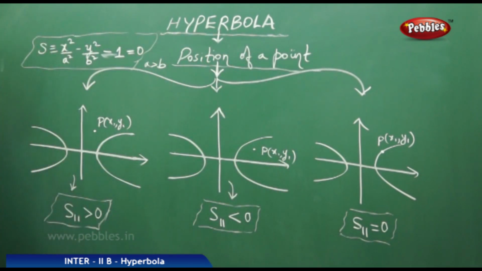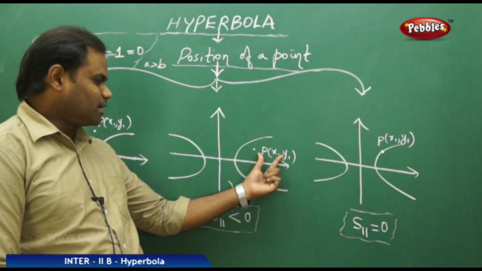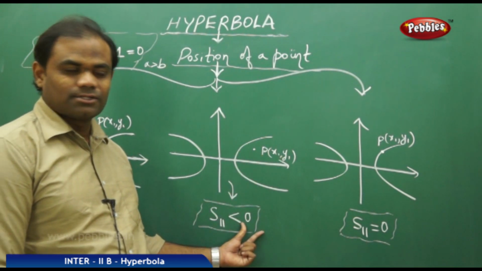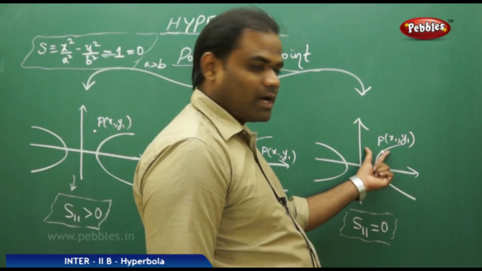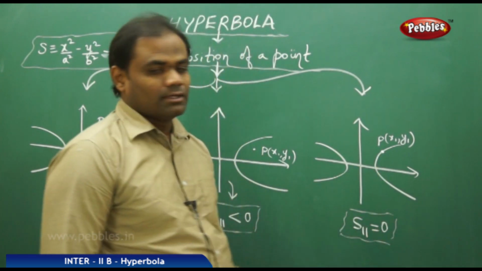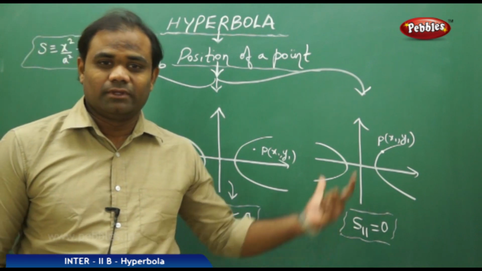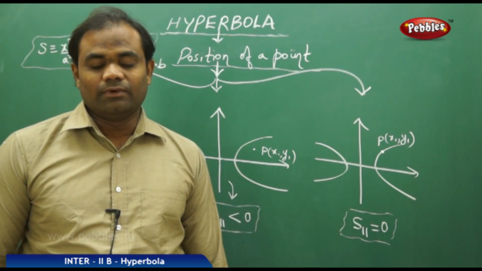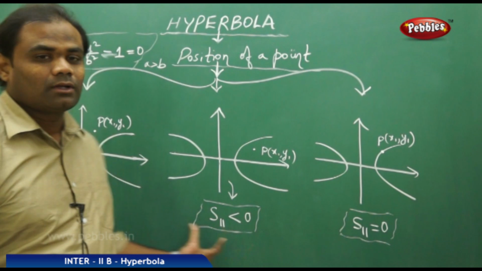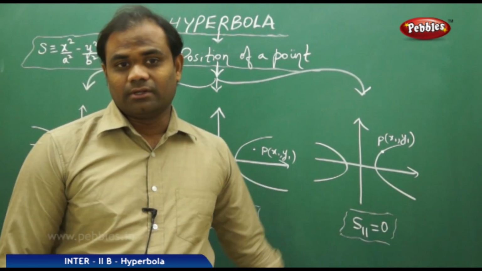So for each of the cases: case 1, when P is outside the hyperbola, S11 is greater than 0. Case 2, if P is inside the hyperbola, S11 is less than 0. Case 3, if P is on the hyperbola, S11 is equal to 0. This is how we understand the position of a point with respect to the hyperbola, divided into 3 cases.